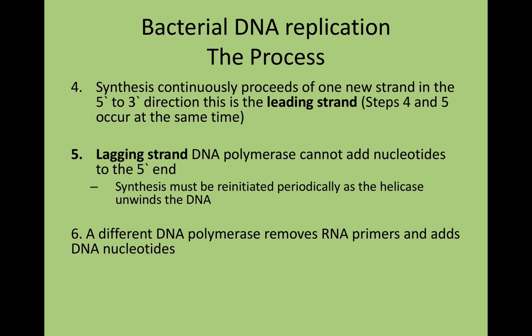Since we have primase adding RNA primers, we need to get rid of those primers because DNA has DNA molecules in it, not RNA. So there's a different DNA polymerase that removes the RNA primers and adds DNA nucleotides. Now, in your book, the process is a little bit more complicated with the naming of the DNA polymerases. If you remember, DNA polymerase is going to be the enzyme doing steps 4 and 5. We're just going to say a different DNA polymerase is going to be the enzyme that's going to be removing the RNA primers. So steps 4 and 5, DNA polymerase. Step 6, a different DNA polymerase, just to simplify the process.